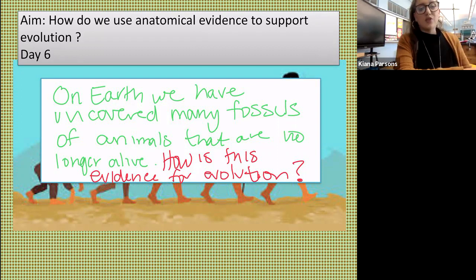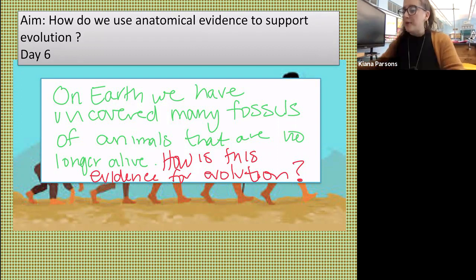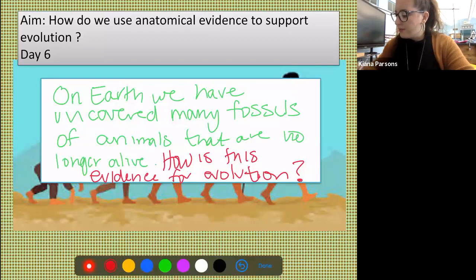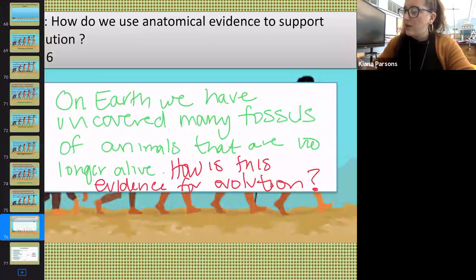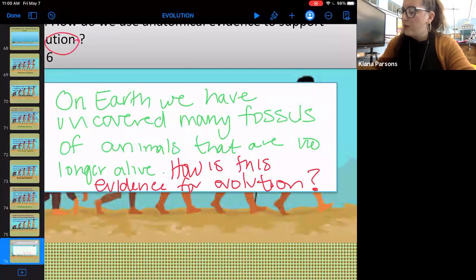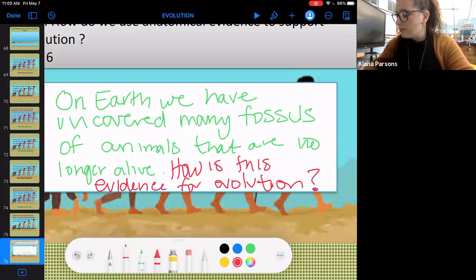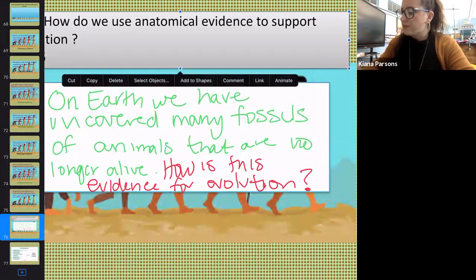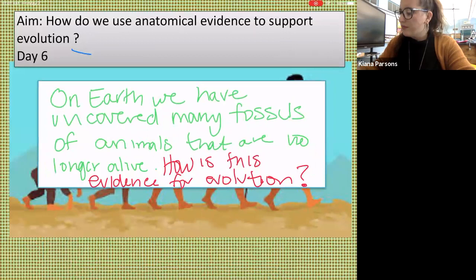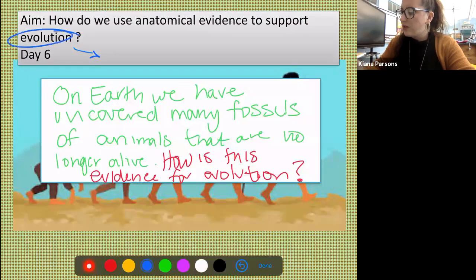Before we get started, let's just remember our most basic definition here. Evolution is change. Change over time.